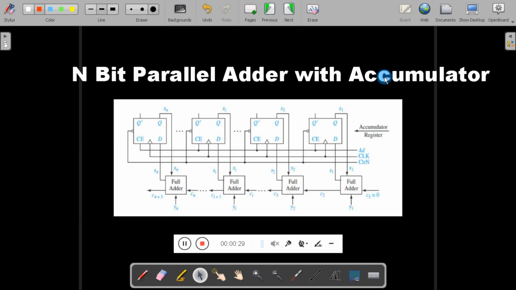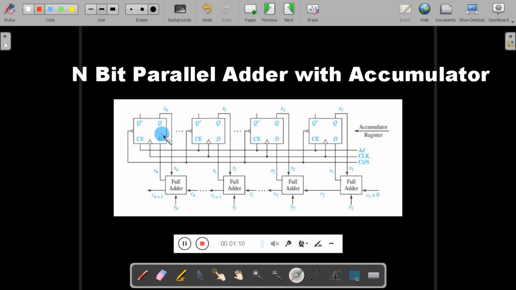So one way to build a parallel adder with the accumulator is shown here. This shows the full adder circuit connected to the accumulator. The accumulator is a group of registers, a group of flip-flops. Here we are using D flip-flops. So we have connected n flip-flops here: D0, D1, up to Dn.